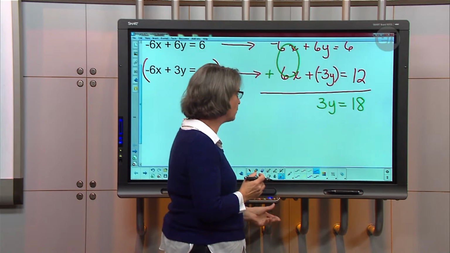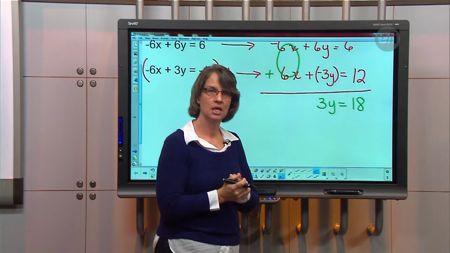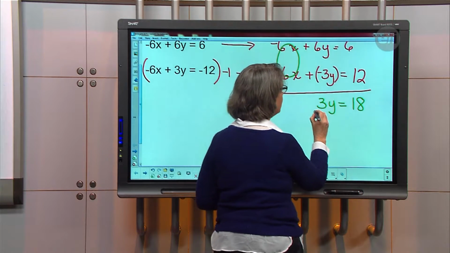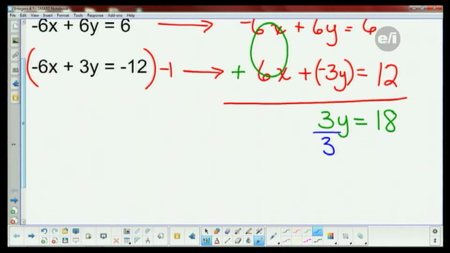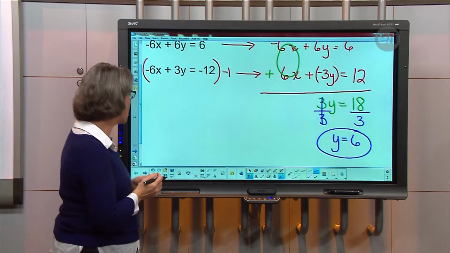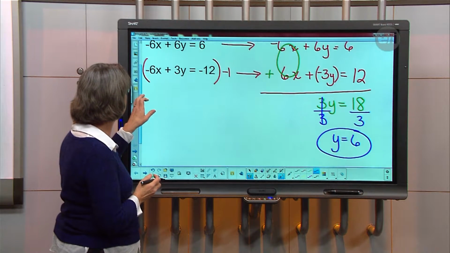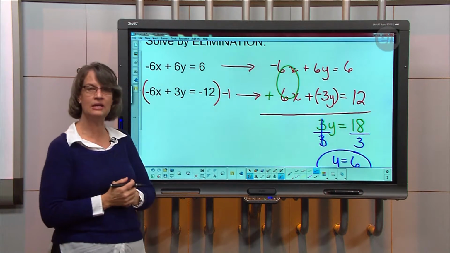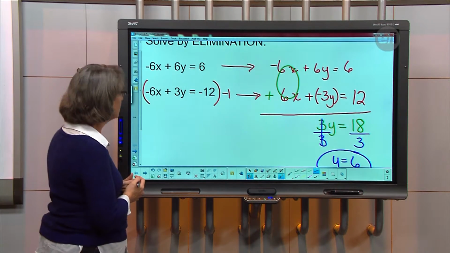Yep. And what do I do with that 3? You would have to divide it by 3 so you can get y by itself. Okay, that's excellent. We're isolating the y. So 3 divided by 3 makes 1. What's 18 divided by 3? 6. 6. So we know y is 6, but are we done? No. What do we still have to find? X. And which one do you want to work with if we plug in that y equals 6? The first one.